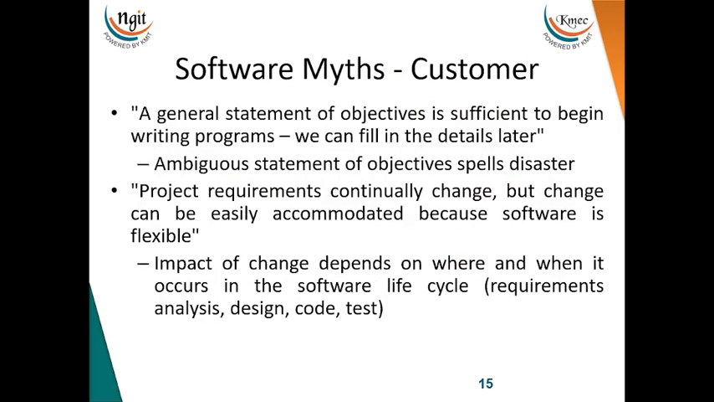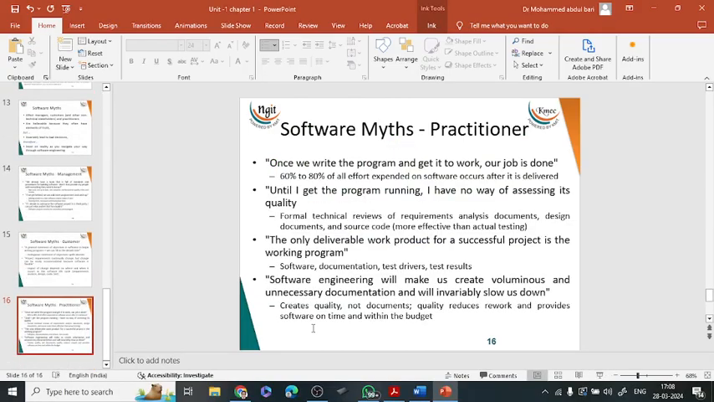What about the customer? General statement, ambiguous statement. They just give it and say, I'll fill it in later on. If you give what requirements you want, you just give initial values, then I'll fill in later. With that, project requirements continuously change, but changes can easily be accommodated. No, it cannot be adopted. It cannot be gone through, the definition of all those things.